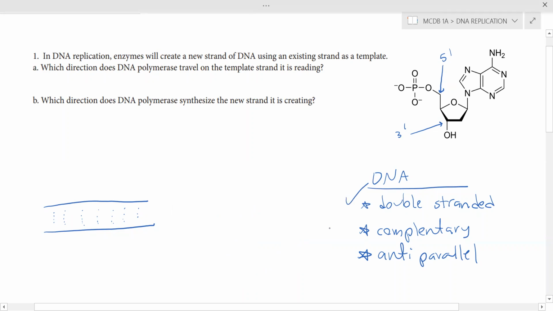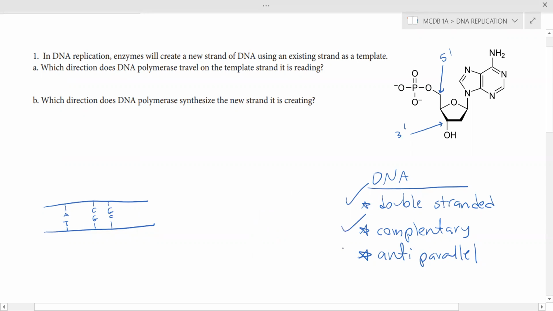It's complementary, and what does that mean, right? That means that for every A, it will be hydrogen bound to a T on the other strand. For every C on one strand, it'll be hydrogen bound to a G on the other strand, right? So we can draw that in our little diagram here where if there's an adenine here, there'll be a thymine here. Every C pairs with a G. So that's what complementary means.